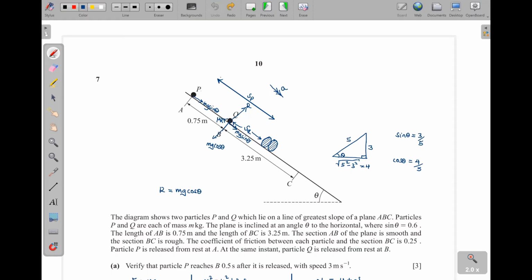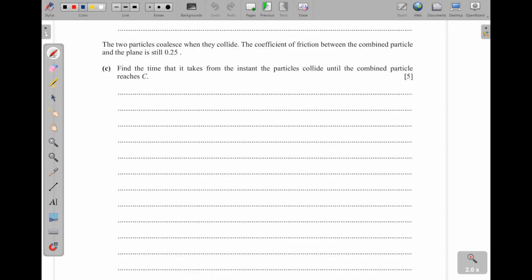So we need to know the velocity of P before collision here, and also the velocity of Q before collision here. Those will be the initial velocities we are going to use when we are substituting into the principle of conservation of momentum. Momentum before collision is equal to momentum after collision. Then from there, we can find the speed with which the coalesced particle moves after collision. Okay, now let's go back here.